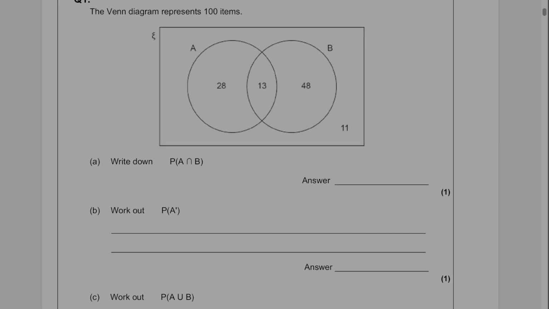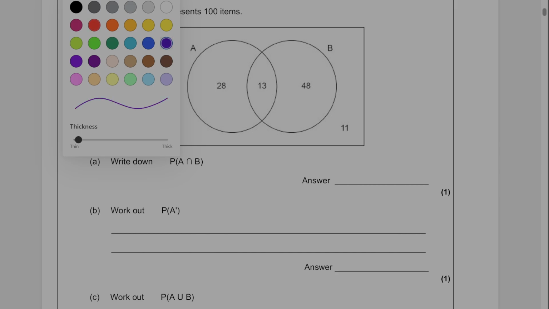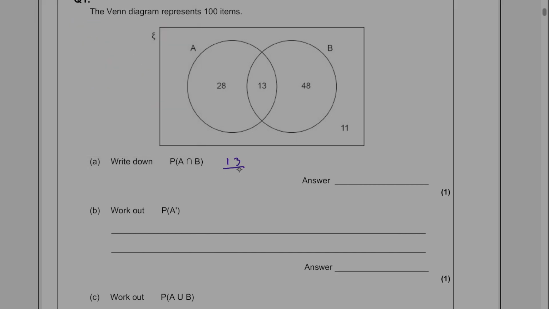Okay, so question 1. The Venn diagram represents 100 items, so that means that all of these 4 numbers should add up to 100. Write down the probability of A and B, that means the intersection, so anything in A and in B. We've got 13 in the intersection, so that's 13 out of the total number, which is 100, so 13 out of 100. That one won't simplify. You could do it as a decimal, 0.13, or as a percentage, 13%. All of those would be fine.